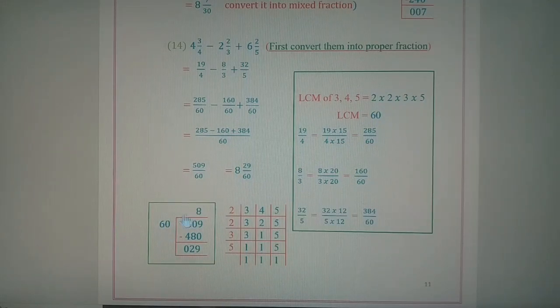So if we use 60's table, 6 ones are 60, 6 twos are 120, 6 threes are 180, 6 fours are 240, 6 fives are 300, 6 sixes are 360, 6 sevens are 420, 6 eights are 480, 6 nines are 540. 6 nines are 540, which is larger than 509. So we cannot use the 9 table. We will use a smaller table, that is 60 into 8. 6 eights are 480. 60 multiplied by 8 is equal to 480. So 509 minus 480, our answer will be 29.